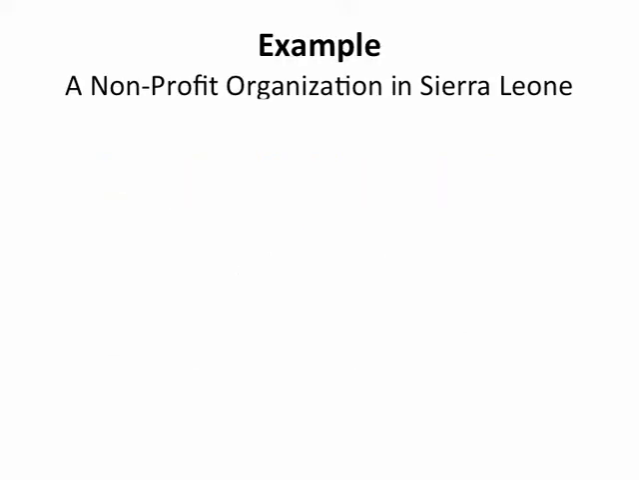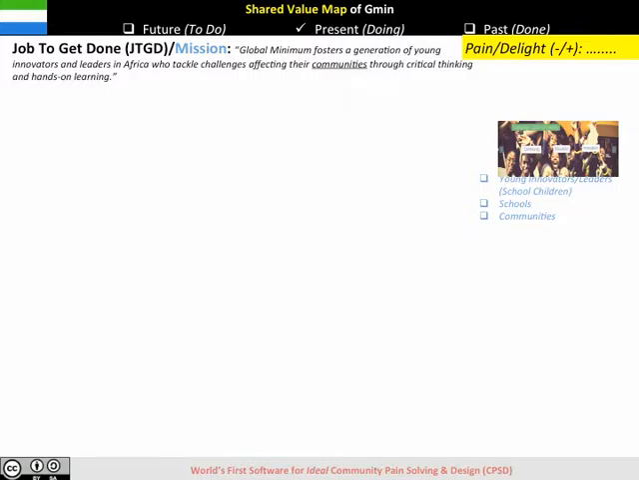Now I'm going to present an example of a non-profit organization in Sierra Leone. And this exercise or example just deals with the documentation or description of the activity of that non-profit organization, which is called GMIN. So GMIN, for its beneficiaries, it focuses on young innovators and leaders, at the moment on school children. So it has relationships with schools and communities, and it has already identified the pain and delight of these people so that it has developed its own mission or job to be done.